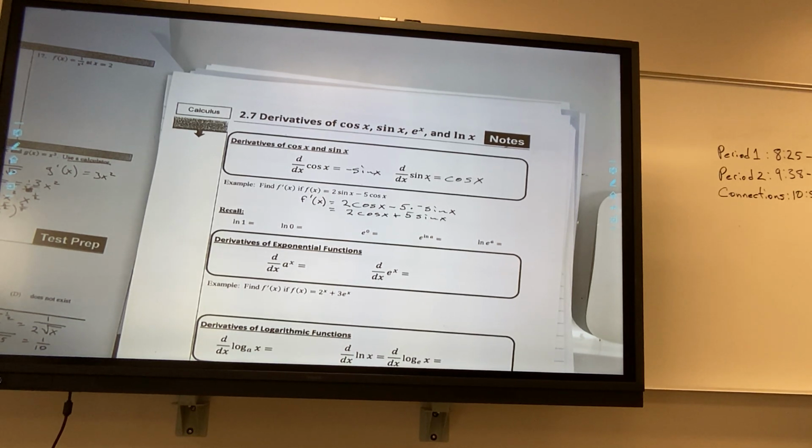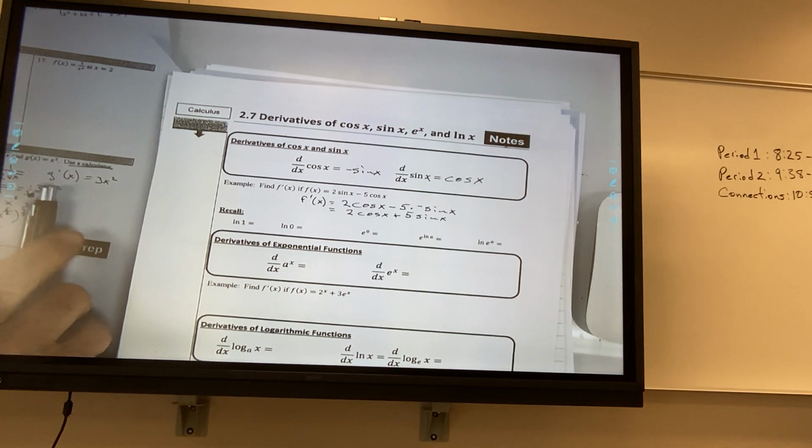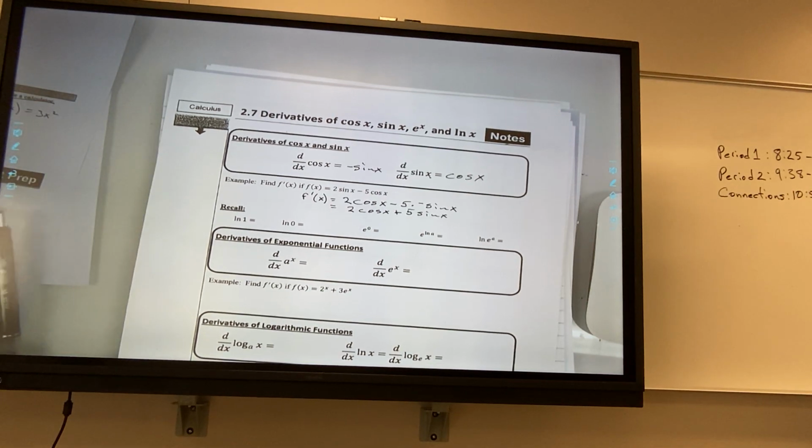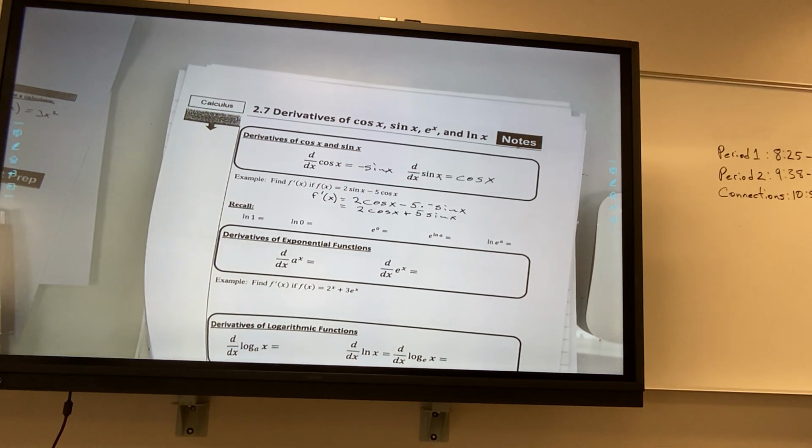What do you gotta know? That the derivative of sine is cosine, derivative of cosine is a negative sine. That's the glitchy part. Everybody okay on that? All right. Now, we'll switch gears again.